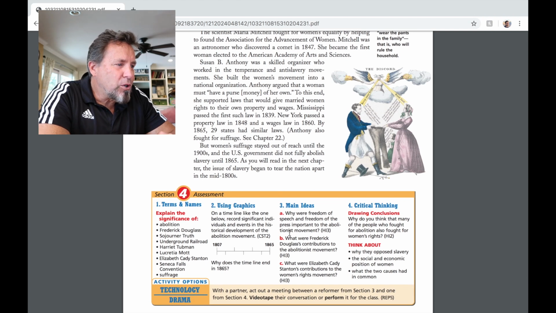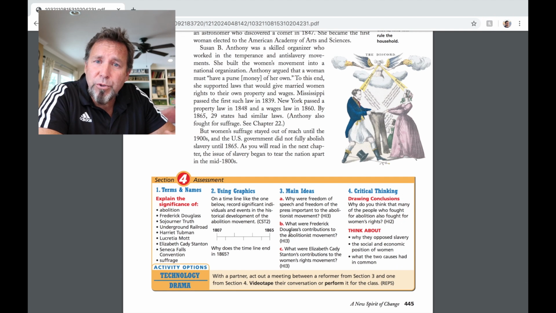So the rest of the chapter goes on, talks about how Susan B. Anthony eventually becomes the standard bearer for fighting for women's rights.